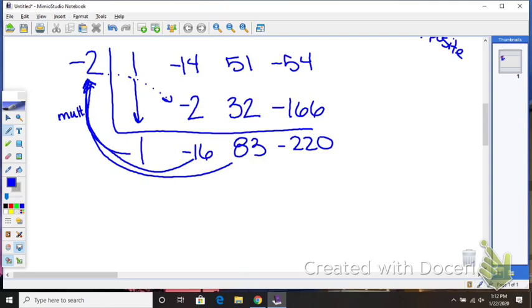Here's the real thing I really need you to watch. Okay, so this was pretty easy, right? I mean, other than having to try to multiply 83 times negative 2. Pretty easy concept. Here's where people make a mistake when they write the answer. So I don't want you guys making a mistake. Under your very last column here, whatever this number is, even if it's a 0, I want you to put an R under it. Because that last column is your remainder.